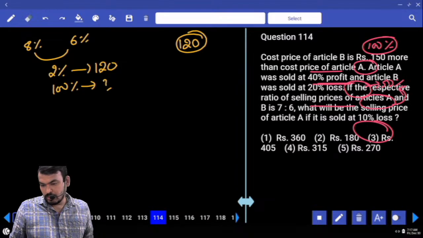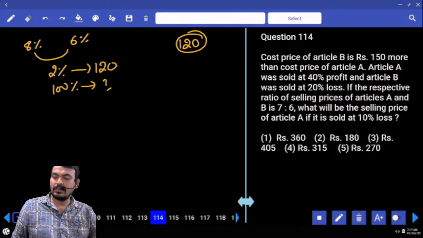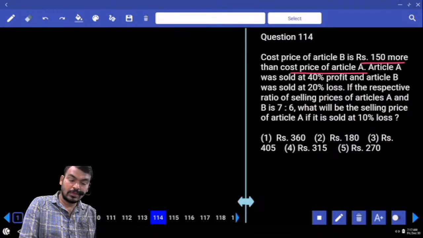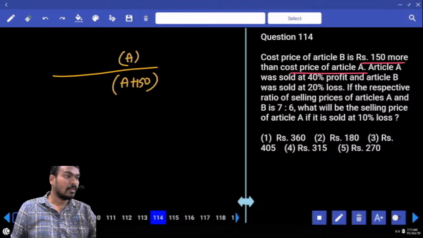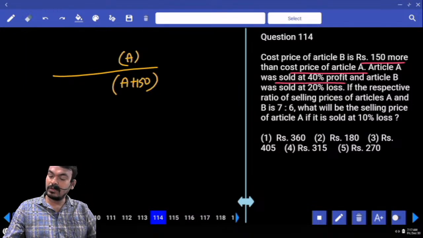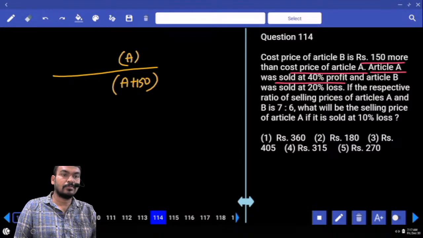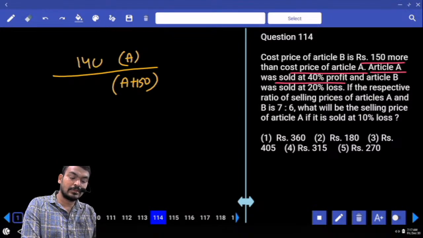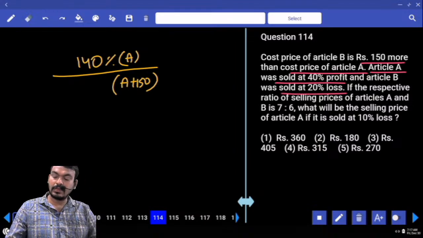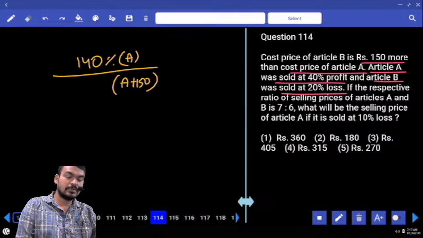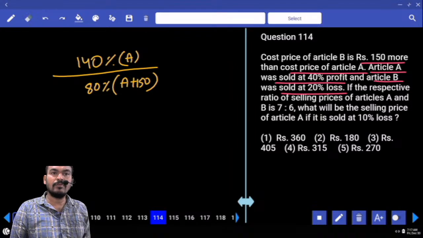Next, 114. The cost price of article B is 150 more than the cost price of article A. Suppose article A's cost price is A, then article B's cost price is A plus 150. Article A was sold at 40% profit, which means the selling price is 140% of A. Article B was sold at a loss of 20%, which means the selling price is 80% of A plus 150.